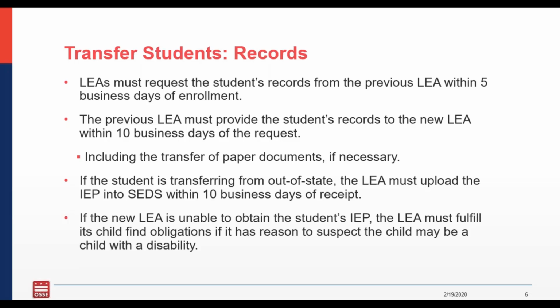If the new LEA is unable to obtain the student's IEP, your child find obligations then kick in. So if you're aware that this student is likely a student with a disability or you suspect that they may be a student with a disability, you should be entering a referral and then following the initial evaluation process. Especially for students who are transferring from out of state, you're going to have to determine their eligibility under district law anyway. It's helpful that you have the prior records from the old out-of-state LEA, but a lot of the time we know it can be difficult to get those records. So go ahead and submit a referral for that student and get the process started as soon as possible.